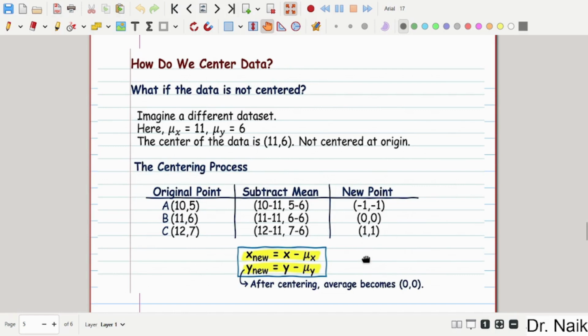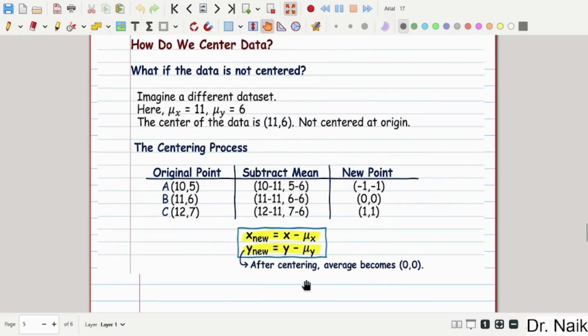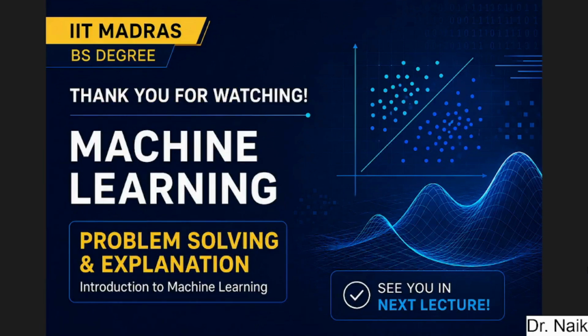So after centering, average becomes 0 comma 0. Therefore now the data is centered. So x new is calculated by formula x minus mu x, that is x coordinate or the x feature minus mean of x feature, and y new is calculated by y minus mu y.